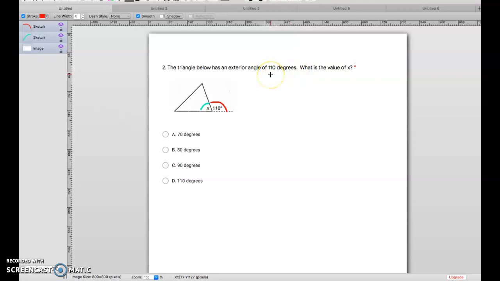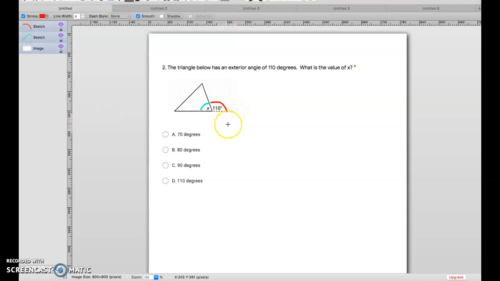So on this assignment, this problem is talking about finding the value of this angle x right here. What I decided to do to help me teach you this is, here's that angle x, it's in light green, and this angle 110 is in red. Now these two angles together make one straight line.